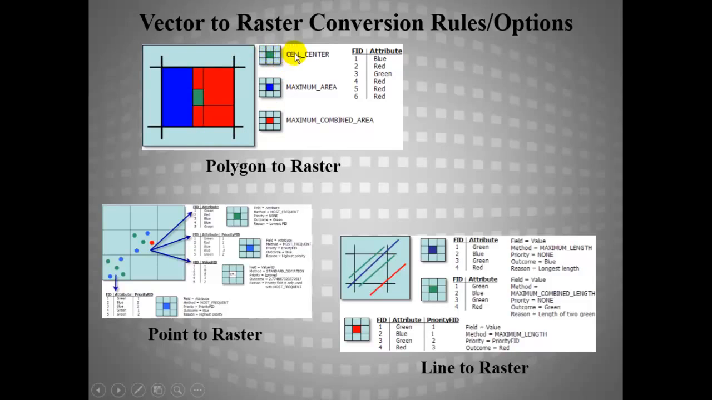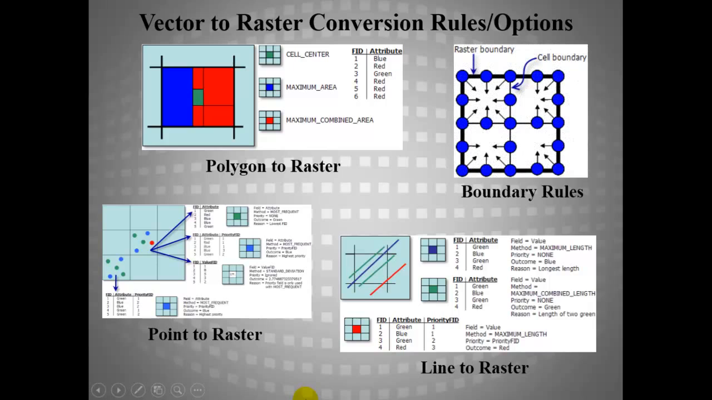You can say assign the value to whatever polygon is at the center of the cell, whichever polygon occupies the maximum area, and if multiple polygons have the same value, which combined area is the most. So depending upon how you want to do your conversion and how you want the data to go across from vector to raster, you apply these different rules.